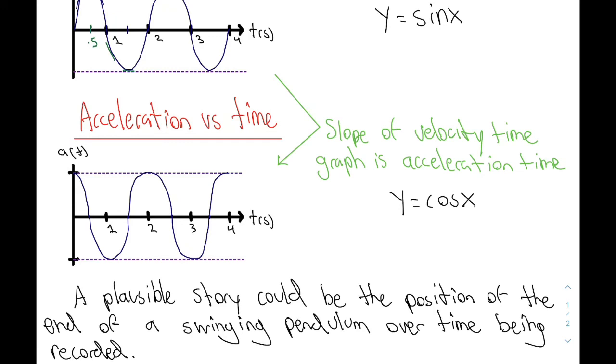And a plausible explanation for the story of the position versus time graph could be a pendulum swinging and the end of the pendulum's position being recorded over a certain period of time.